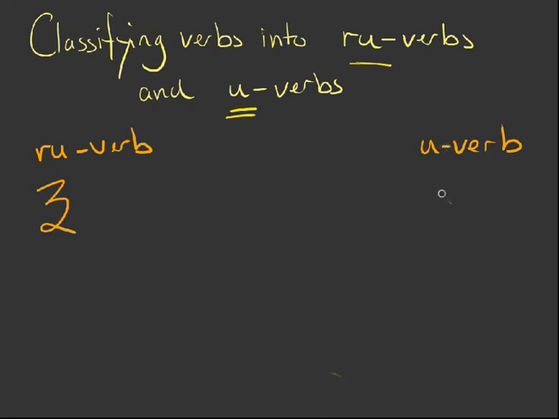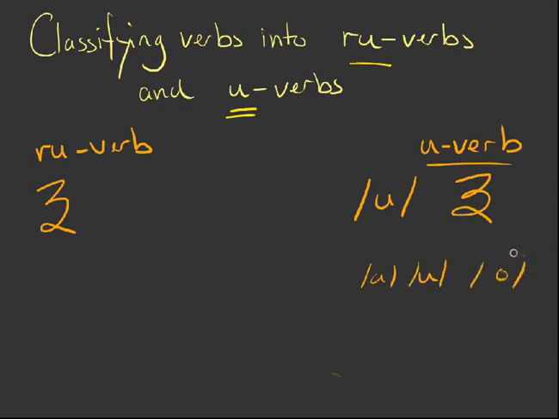which includes ru. So any number of u vowel sounds, including ru. Therefore, if a verb does not end in ru, it will always be a u verb. For verbs ending in ru, if the vowel sound preceding the ru is an a, u, or o vowel sound, it will always be a u verb.